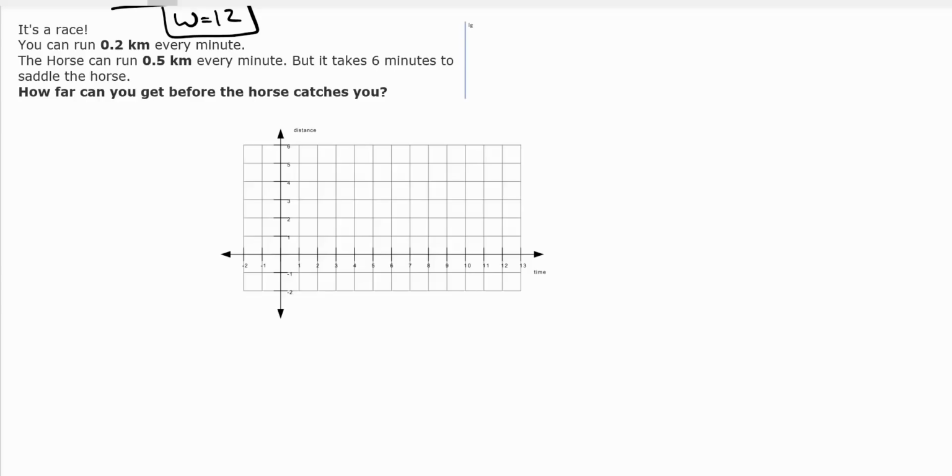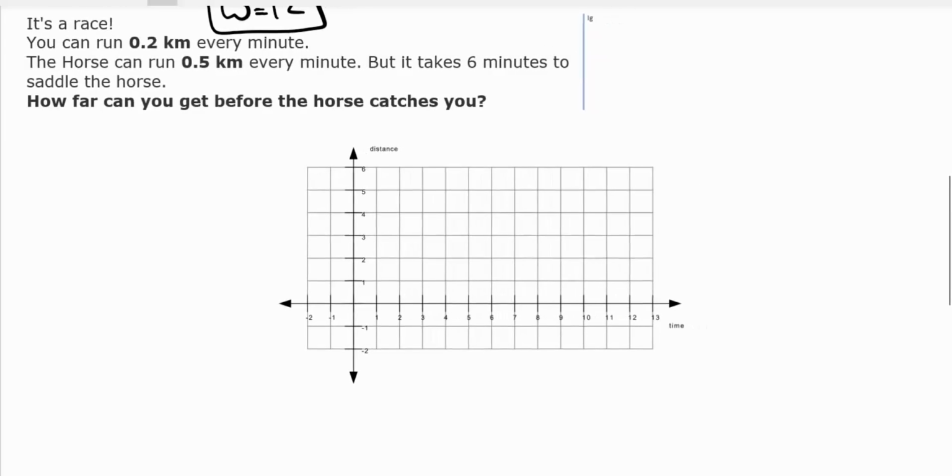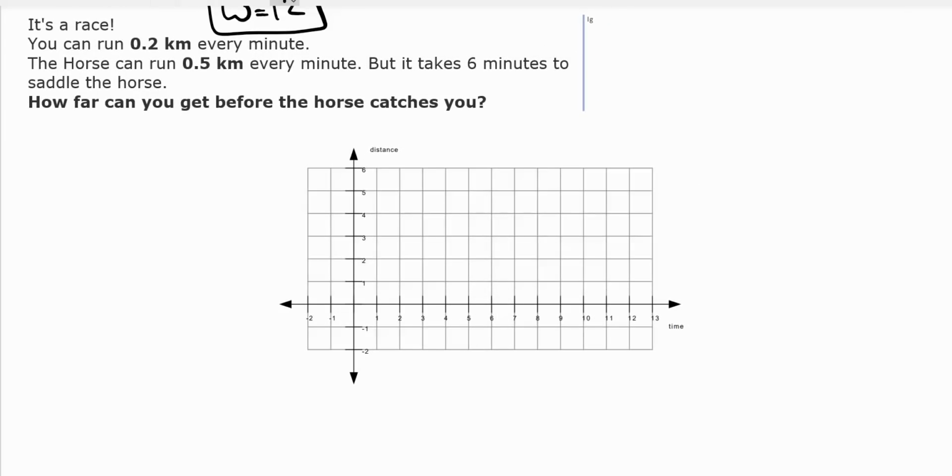Here's another problem. It says we're going to race a horse, and we can run 2 kilometers every minute, and the horse can run 0.5 kilometers every minute, but it takes 6 minutes to saddle the horse. So how far can you get before the horse catches you? And we can see that our y-axis is distance, and our x-axis is time. So distance and time.